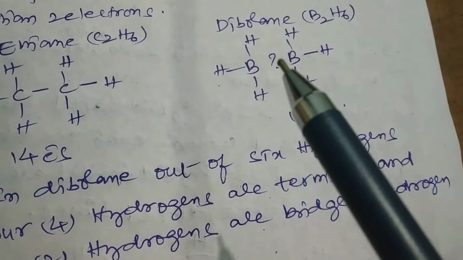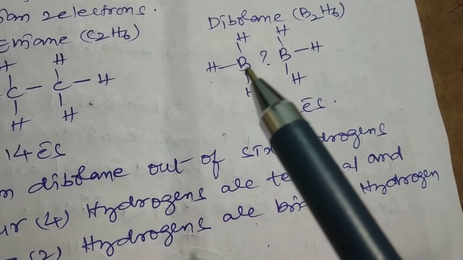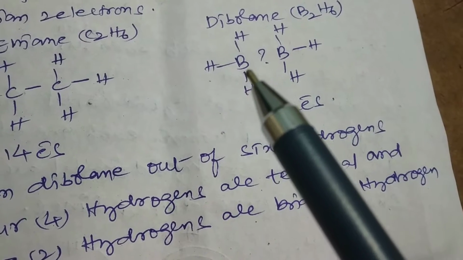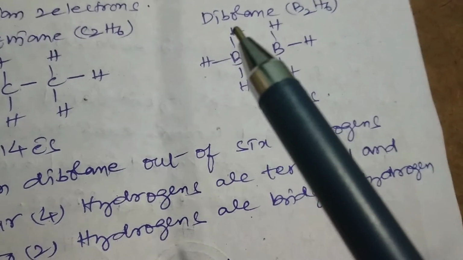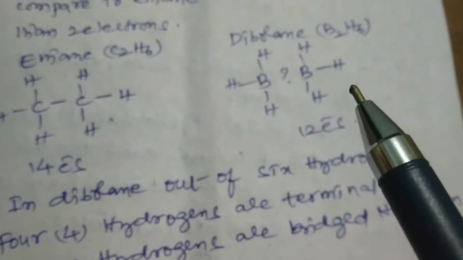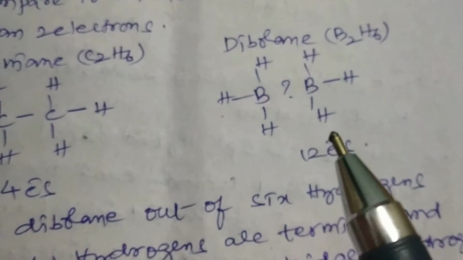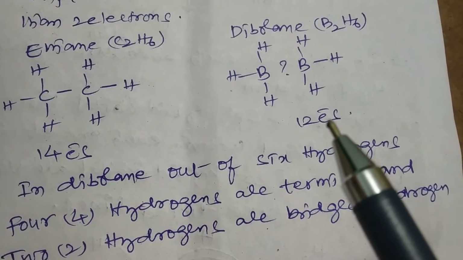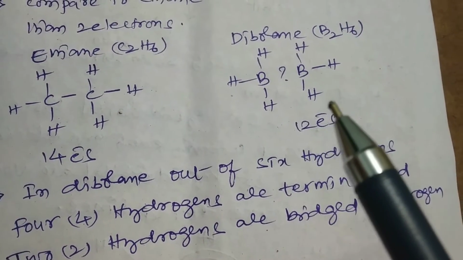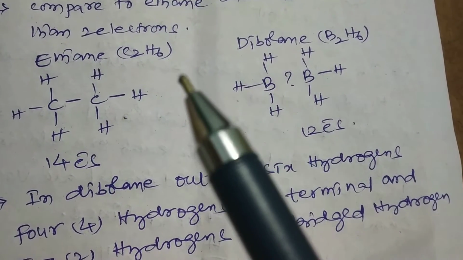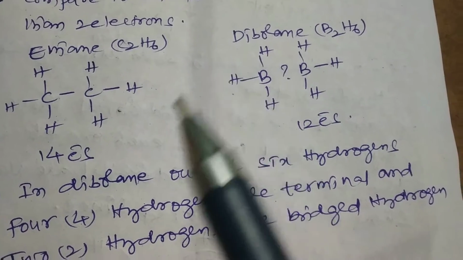In diborane, the valence electrons of boron is 3. 3 are bonded with the 3 hydrogen atoms, that is 6 electrons. This is 1, 2, 3. This is 1, 2, 3. So totally 12 electrons. So it is 14 electrons in the ethane molecule and 12 electrons in diborane. So diborane has 2 fewer electrons compared to ethane. So it is an example of an electron deficient molecule.